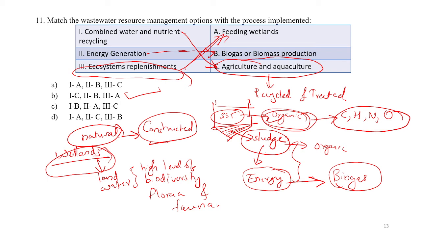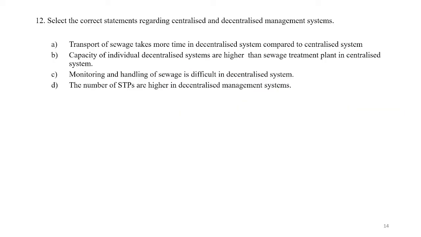Now let us move on to the next question, which would be the last question of the session. The question is, select the correct statements regarding centralized and decentralized management systems. First is, transport of sewage takes more time in decentralized system compared to centralized system. Second is, capacity of individual decentralized systems is higher than the sewage treatment plant in centralized system. Third is, monitoring and handling of sewage is difficult in decentralized system. Fourth is, number of STPs is higher in decentralized management system.